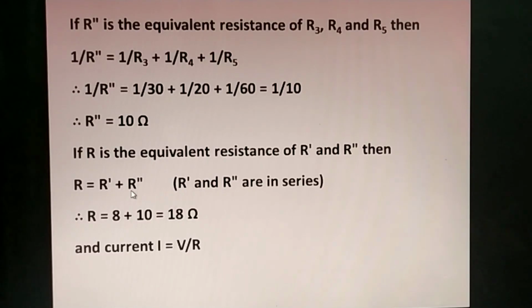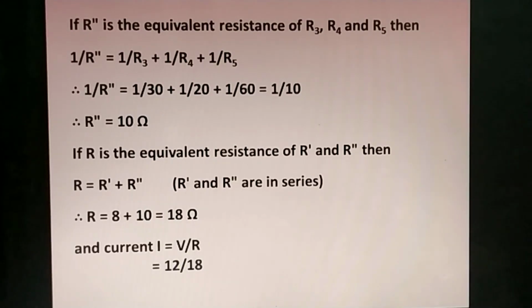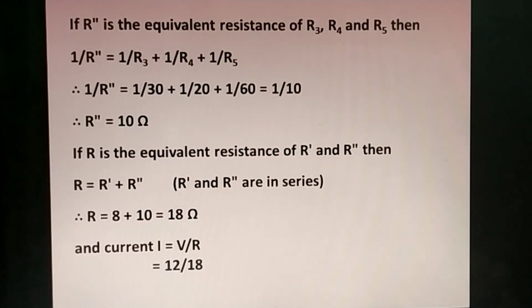Now how much did we get for R dash? R dash was 8 ohm, and R double dash was 10 ohm. Now after adding the values we will get the total equivalent resistance, that is 18 ohm. 18 ohm, and the current is I is equal to V by R. Now we can find out the total current. The value of V was given according to the question as 12, R we found out as 18, then the answer will be 0.67 ampere is the total current.